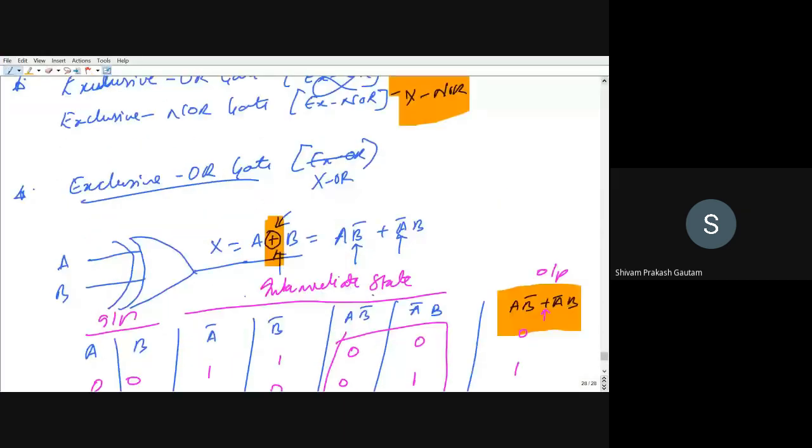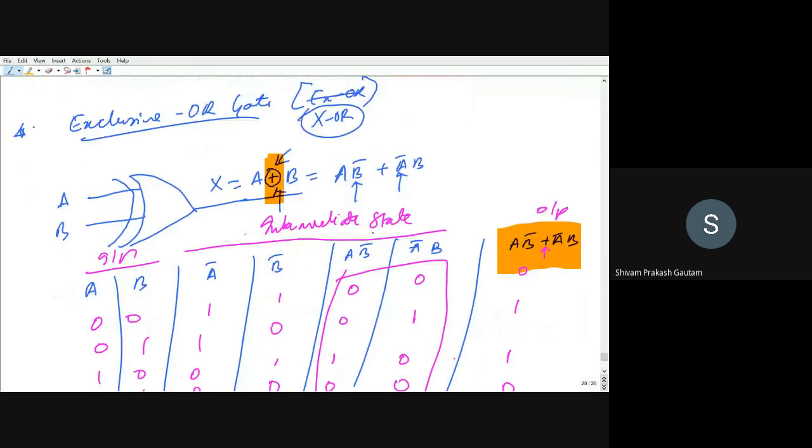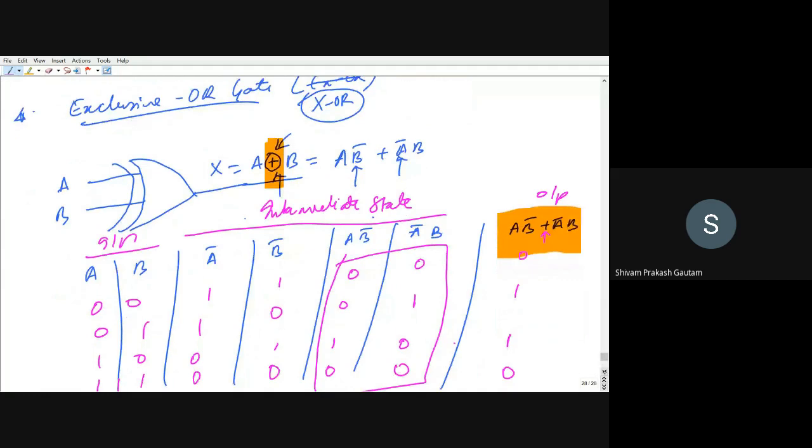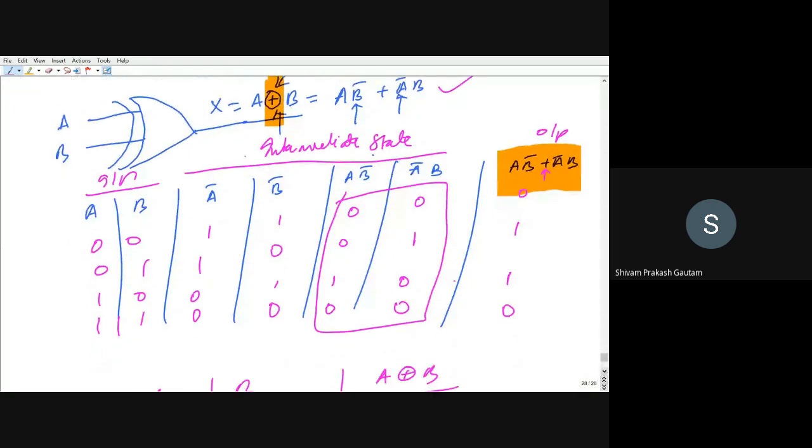So we have concluded yesterday's class based on this gate, that is the exclusive OR gate. It can be represented by XOR, you can see here. And this is the symbol of the XOR gate, and this is the truth table. If there are same inputs, then the output will be 0. For the same input, the output will be 0. If the inputs are different, that is 0, 1 or 1, 0, then your output will be 1. You can see here, right?